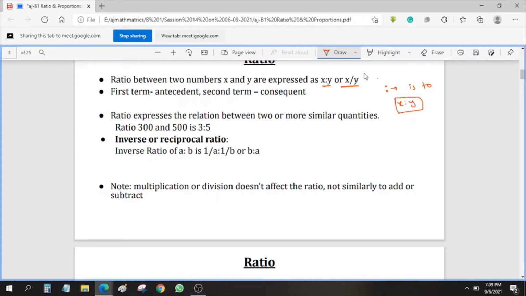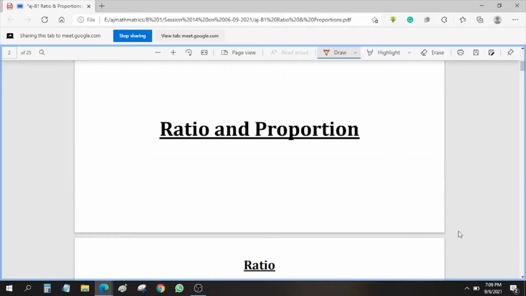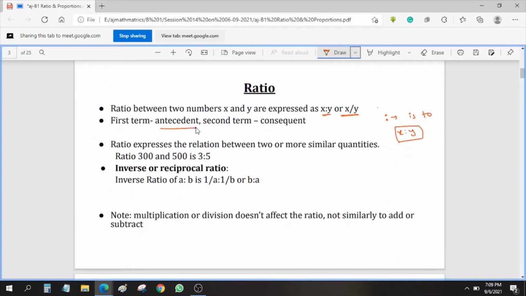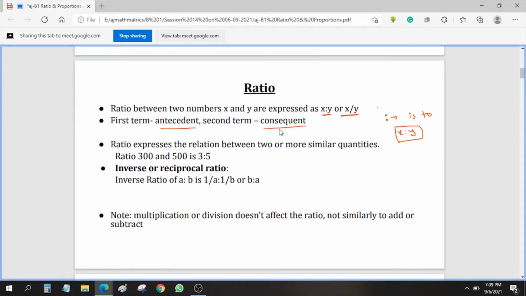The first term we call an antecedent, and the second term we call a consequent. But in the future, it will not be useful. Maybe formulas will include this antecedent and consequent, but we don't use them while solving the question. Finally, our intention is to find the correct answer for the question. So instead of remembering how it is called, in simple words, we just need to remember it.